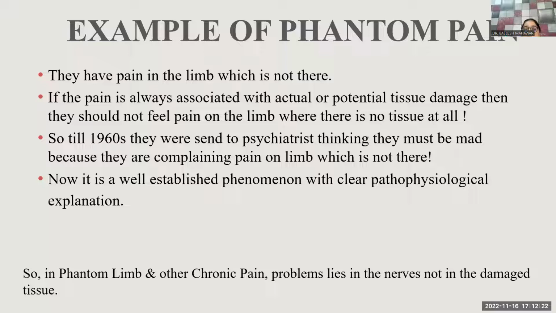So this is phantom limb pain and other chronic pain. Here, the problem lies in the nerves and not in the damaged tissues. Maybe the limb is amputated, but the nerves which directly supply through the spinal cord to the brain have not been cut. That is why the pathology lies in the nerves and not in the damaged tissues. Next slide, please.